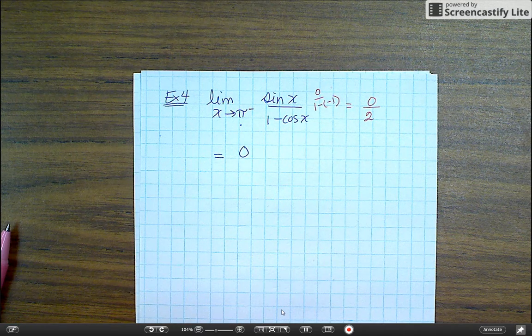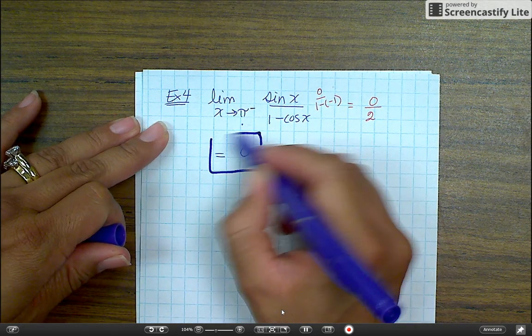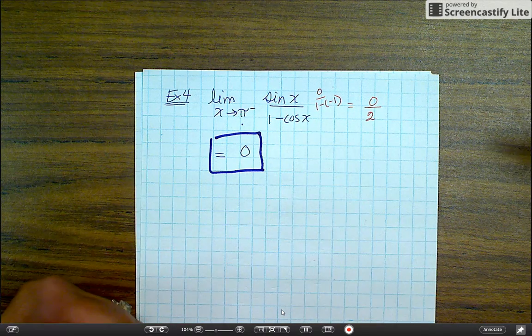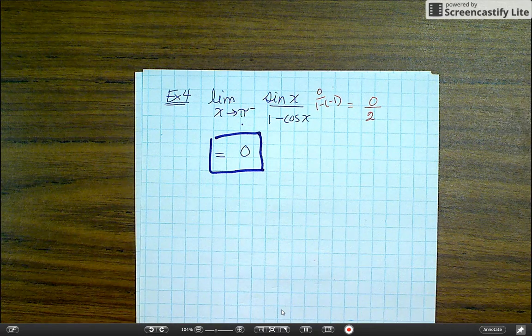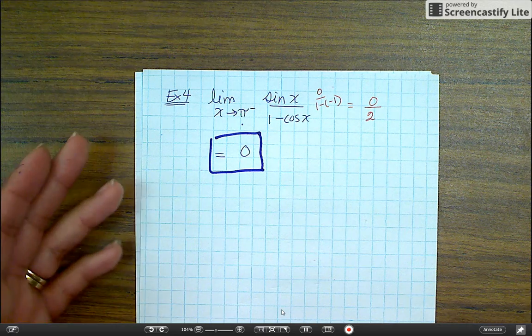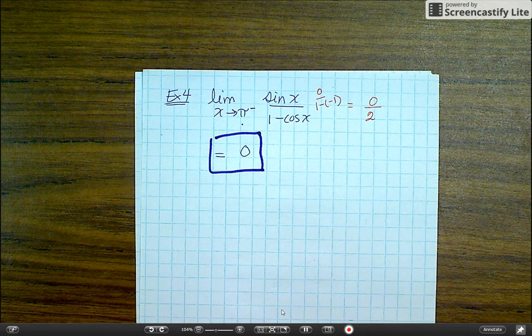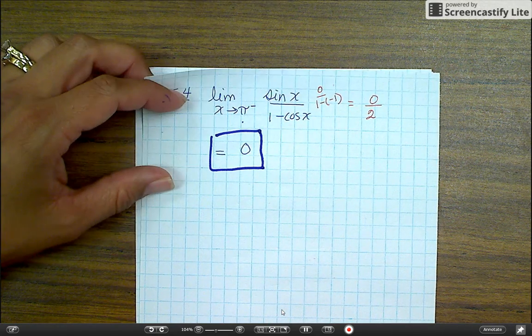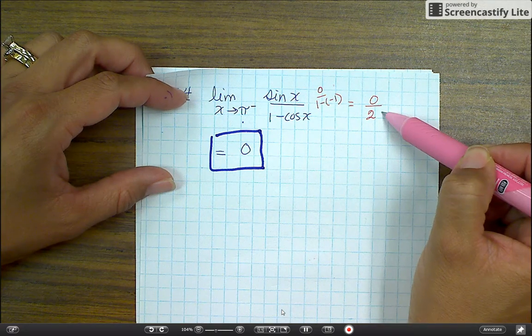And that's our answer. Now, the reason why I went over that one is because people oftentimes get so used to using L'Hopital's rule that they think that every time they see a limit, they get to use L'Hopital's rule, and that is not the case. The only time you can use L'Hopital's rule is when you have an indeterminate form, which this is not.